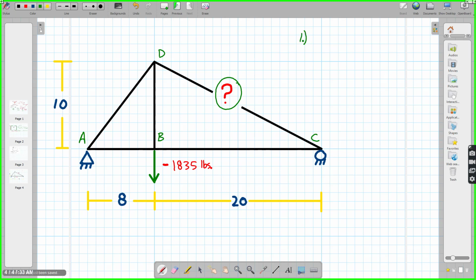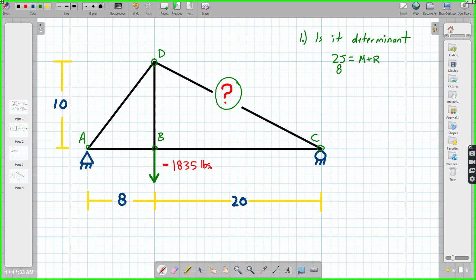Number one, is it determinate, right? And you remember this formula, 2j equals m plus r. So the joints, that's basically every spot where they all come together. So 1, 2, 3, 4. In other words, 2 times j, we know that's going to equal 8.